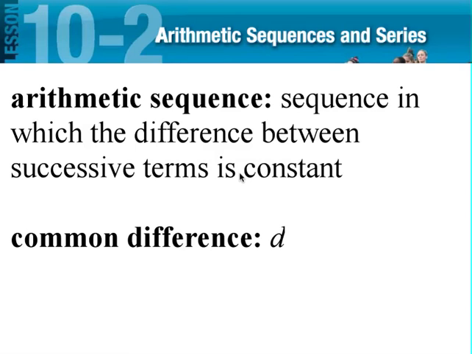series. And so first of all, let's define what an arithmetic sequence is. It's a sequence in which the difference between successive terms is constant. Notice that key word at the end, constant. Constant means the same.